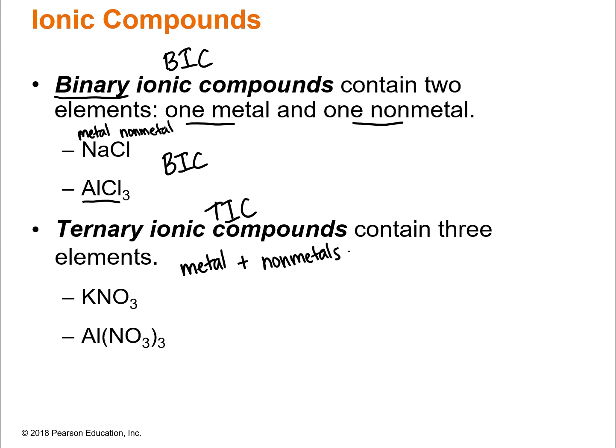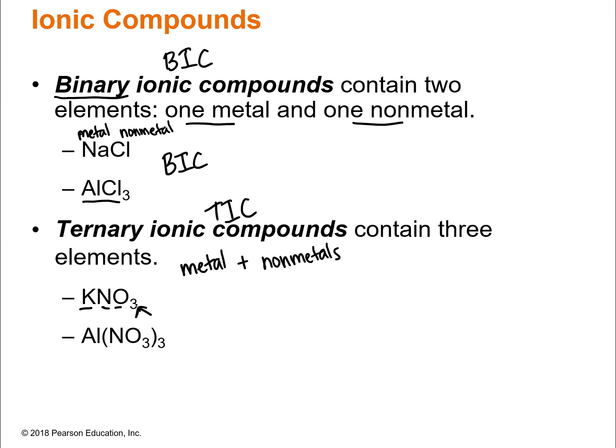I'll give you a slightly better definition of the ternary ionic compound later on. We have to cover a couple of other things first. But for now, just know that you're going to be looking for, by and large, a metal plus nonmetals, and you want a total of 3 elements. In this first one, we have the metal, potassium, and then we've got 2 nonmetals, nitrogen and oxygen.